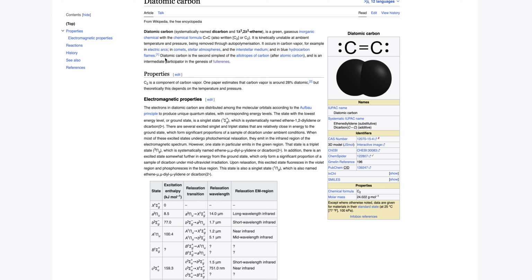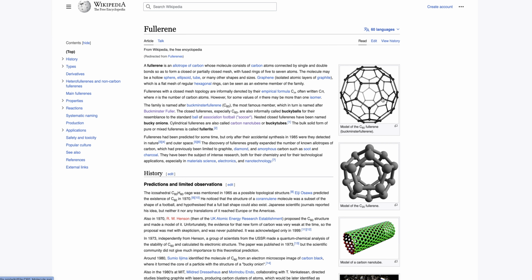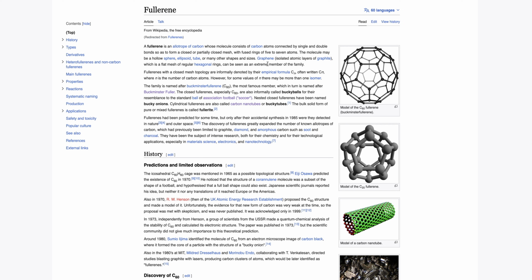Okay, diatomic carbon is the second simplest form, important particularly in the genesis of fullerenes. So these fullerenes is where it gets pretty interesting. A fullerene is a carbon network. Carbon atoms connected by single or double bonds to form a closed mesh with fused rings of 5 to 7 atoms, maybe a sphere, a tube, whatever. So now we have these nanotubes again. Graphene, graphite, it's all been talked about. And it also goes back to the soccer ball, which we'll get to here in a minute, which is American football.